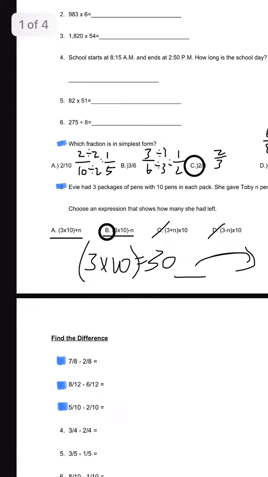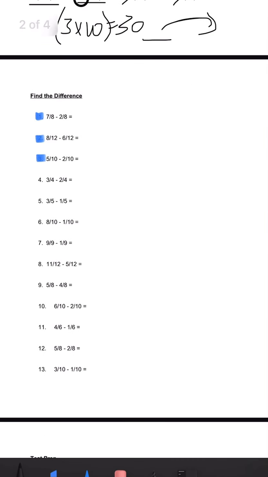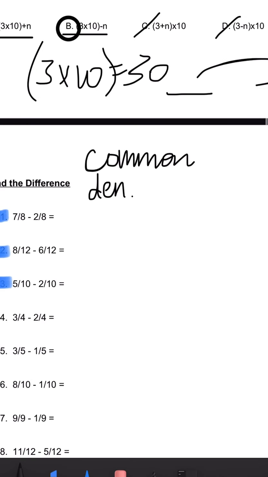Okay, next we'll move on to page number 2, find the difference. So here we're subtracting fractions, and as we know from the previous lesson, you need to have the same denominator to subtract or to add. So here I'm going to write common denominator just so that you guys can remember.